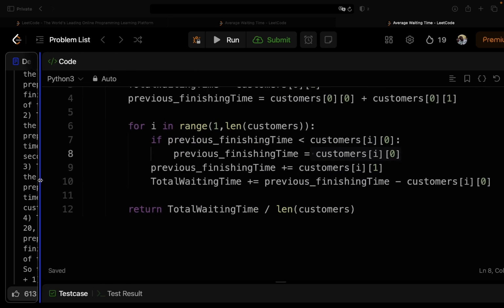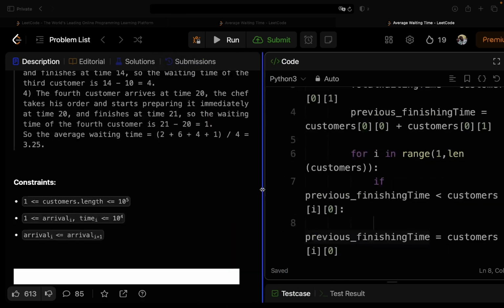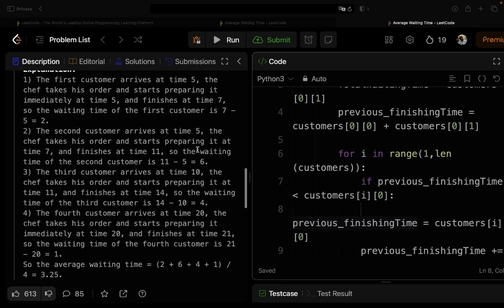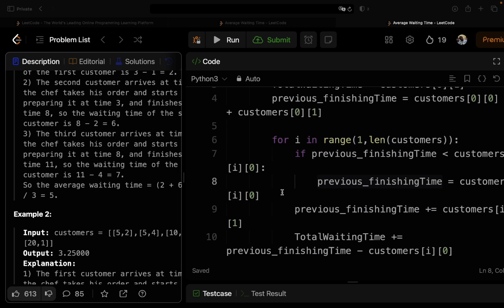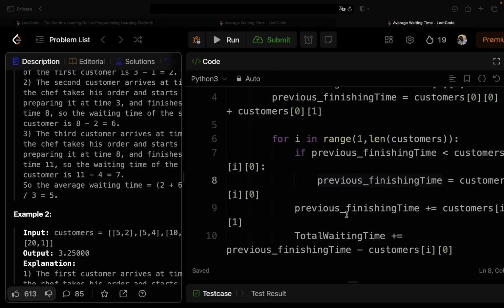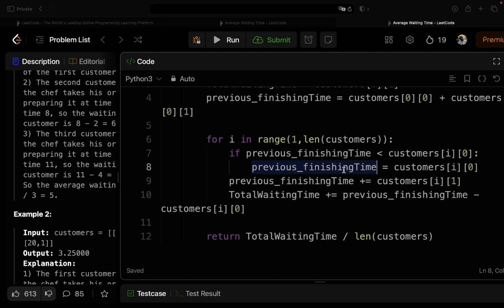So what I'm trying to say is, let's say the finishing time was 14, but in this case the arrival time is 20. So you are computing finishing time minus arrival time, and the finishing time would be less than the arrival time. That's not possible. So to avoid that, we use this if condition. We'll update the previous finishing time.